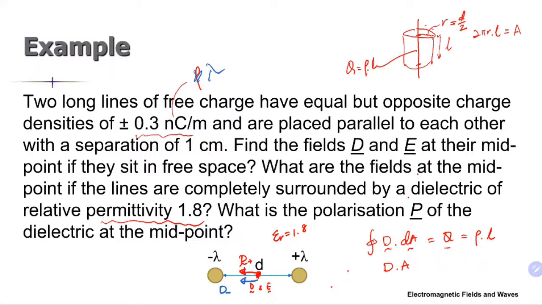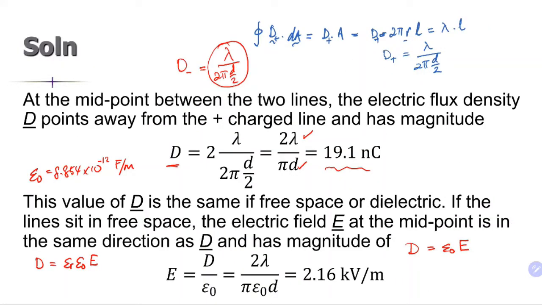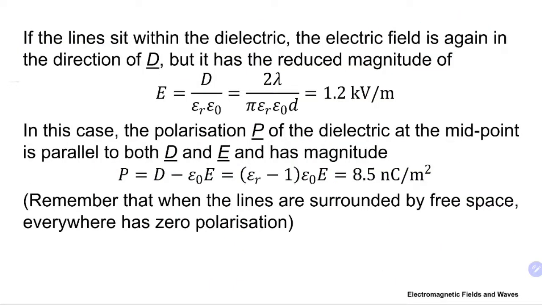And then the next part of the question asks for the polarization P of the dielectric at the midpoint. Okay, so this is the electric field with a dielectric, reduced by epsilon r. Epsilon r is 1.8, and therefore it ends up to be 1.2 kilovolts per meter. Polarization is equal to the electric flux density minus epsilon naught E, and that will be epsilon r minus 1 times epsilon naught E, and that works out to be 8.5 nanocoulombs per meter square.